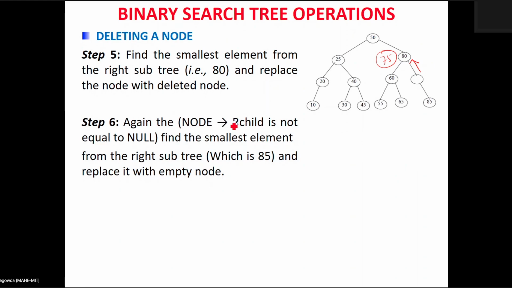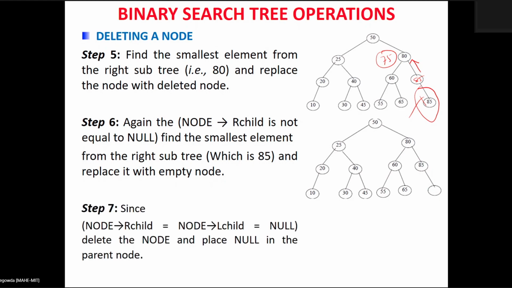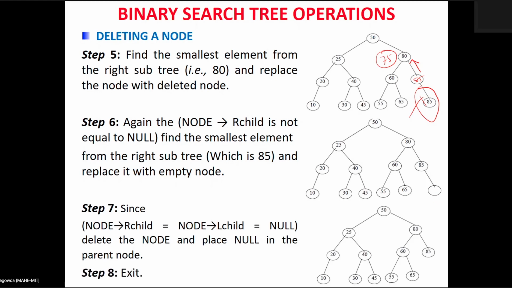Now the node's right child is not equal to null, so again you have to find the smallest element from the right subtree. This is the right subtree, and you have to find the smallest element in it. In this case we have only 85 here. So take this 85 and put it into this, then finally you delete this. That 85 is pushed up, and this leaf node is going to be deleted. After deletions, this is the resultant tree.